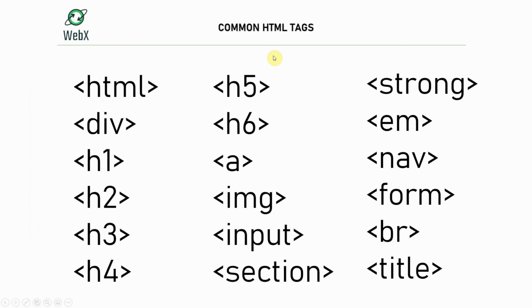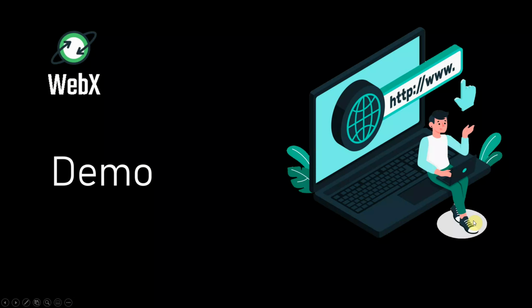So these are the common HTML tags that we will use in this course. Actually, there are a lot more HTML tags that you can check online, but these are the most common ones. So the first one is the HTML tag, the HTML document, div tag, division tag, h1 to h6 is the subtitle tag, a is the anchor tag, image tag, we have an input tag, section tag, strong is a bold tag, em is emphasis, so it can show italic, navigation tag, form tag, line break tag, and also title tag. So without further ado, let's jump to a bit of demo.